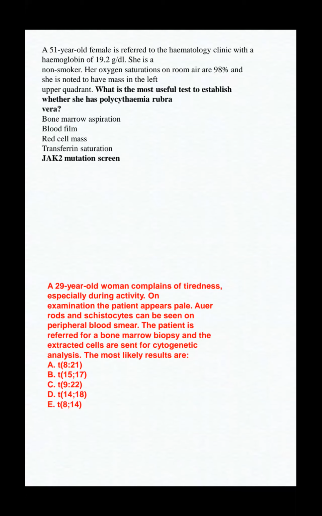A 29-year-old woman complains of tiredness, especially during activity. On examination, the patient appears pale. Auer rods and cystocytes can be seen on the peripheral blood smear. The patient is referred for bone marrow biopsy, and extracted cells are sent for cytogenetic analysis. The most likely result is, ma'am, t(9;22) because of the presence of Auer rods and cystocytes.